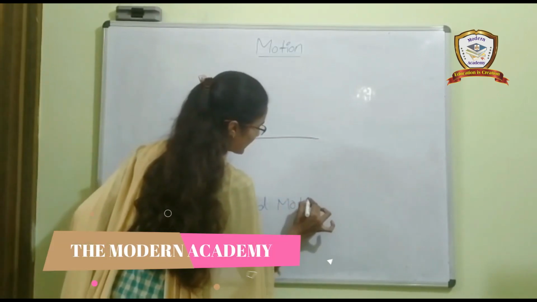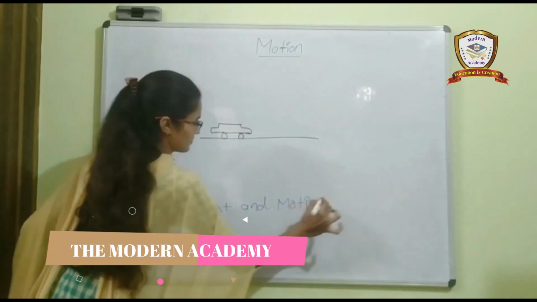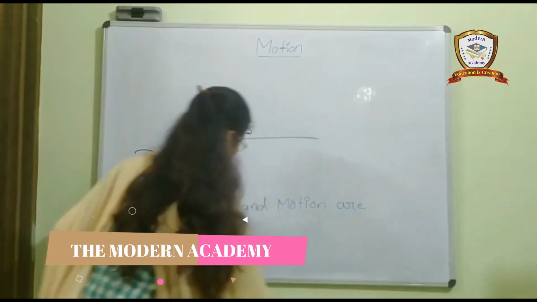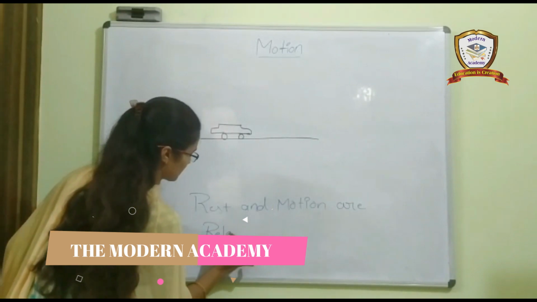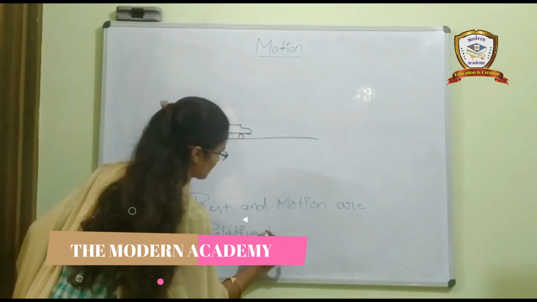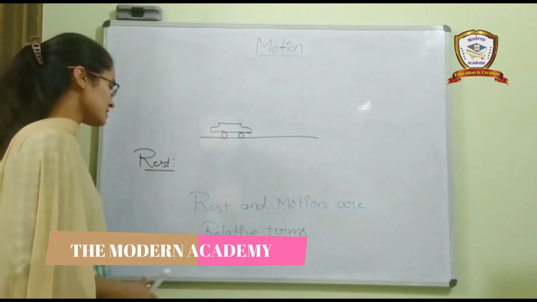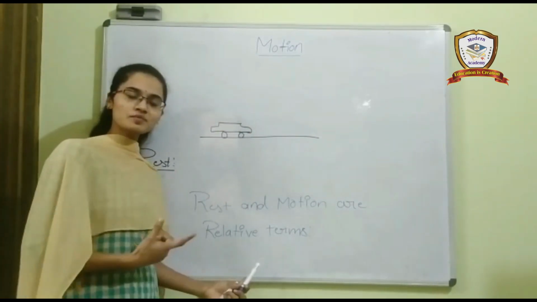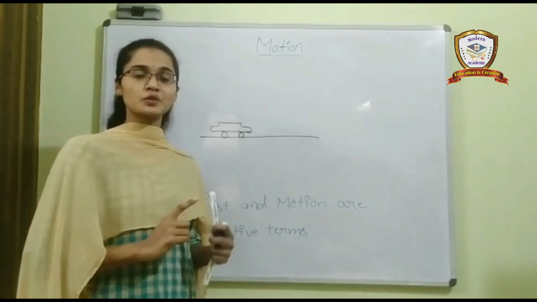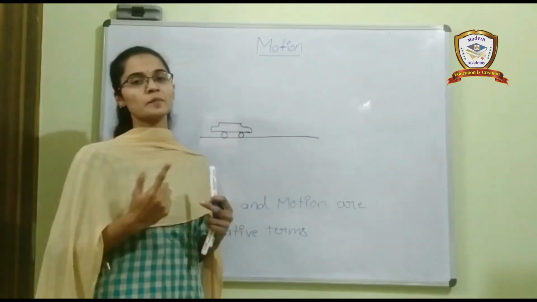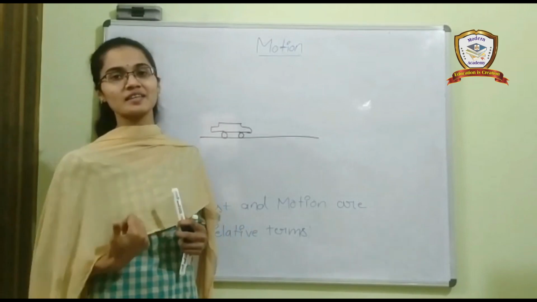Rest and motion are relative terms. Relative terms means an object can appear to be at rest to one person, and the same object can appear to be in motion viewed by another person.